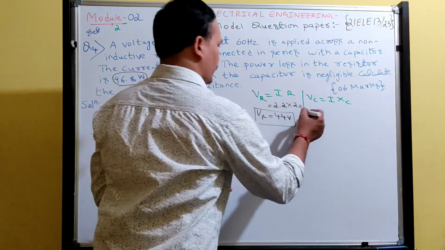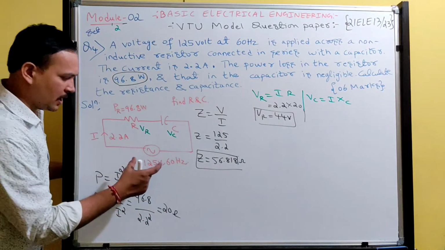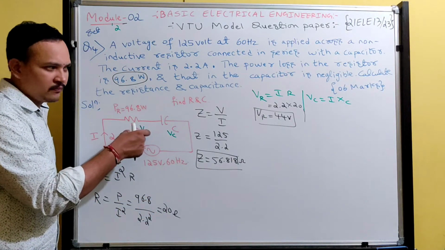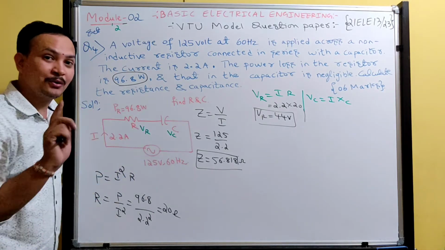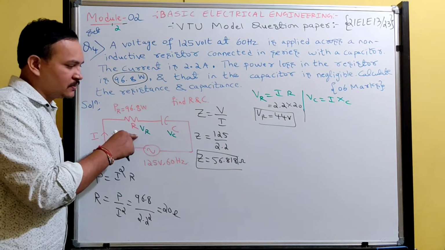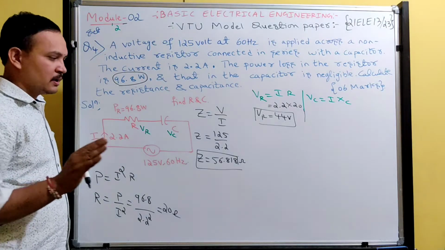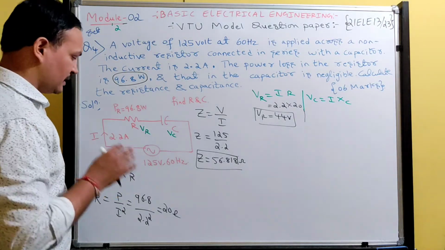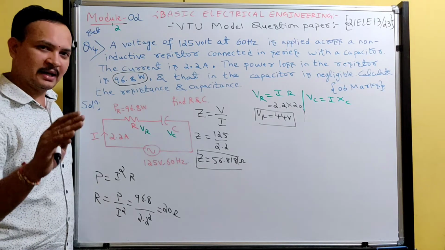So we have the voltage across the resistor. What is the total voltage? 125. Out of that 125, 44 is here, and the remaining voltage will be across the capacitor. But don't do direct subtraction, 125 minus this voltage. It is an AC circuit, and in an AC circuit you have to do vector addition. In DC, you can do direct addition.